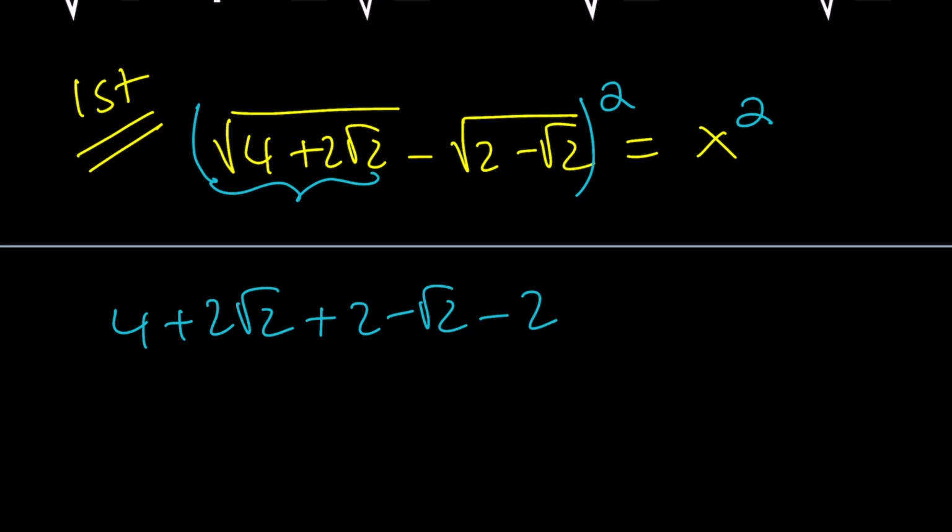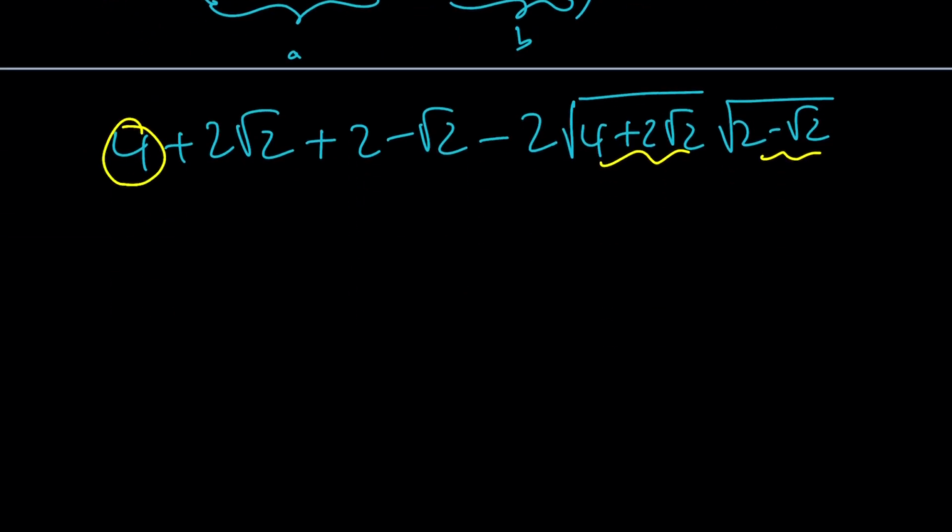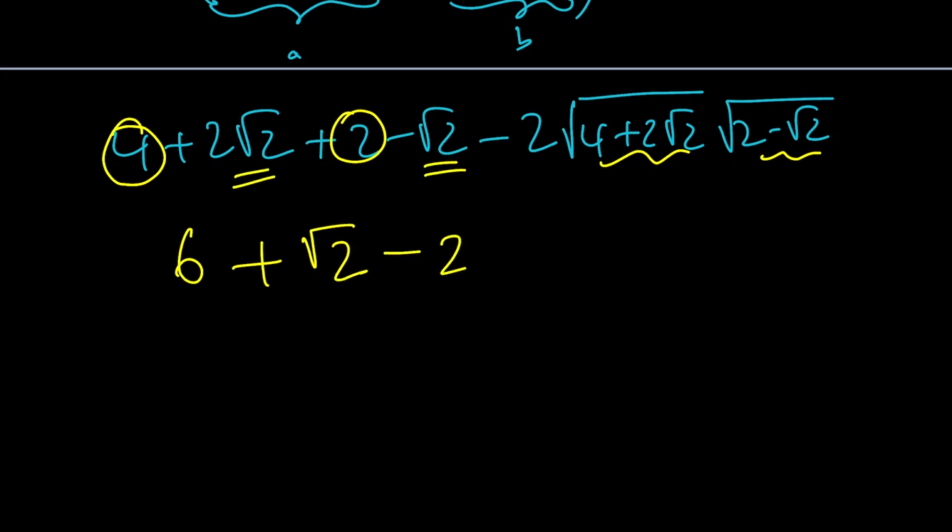This would be our a, and this would be our b, right? So now we have 2 times the square root of 4 plus 2 root 2 times the square root of 2 minus root 2. Obviously, we can put these under the same radical and multiply together. But let's go ahead and simplify this first. 4 plus 2 is equal to 6. 2 root 2 minus 1 root 2 is going to be 1 root 2. Minus 2 times. Now, you can go ahead and distribute it, or notice that you can factor out a 2 here and write this as 2 times the quantity 2 plus root 2. And when you multiply it by its conjugate, yes, that's going to be a good shortcut.